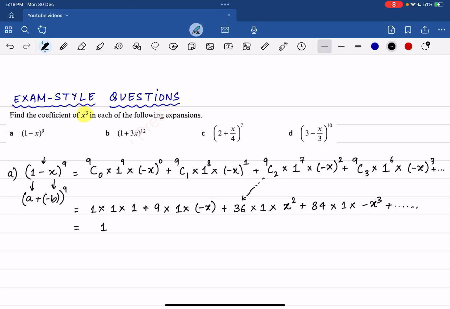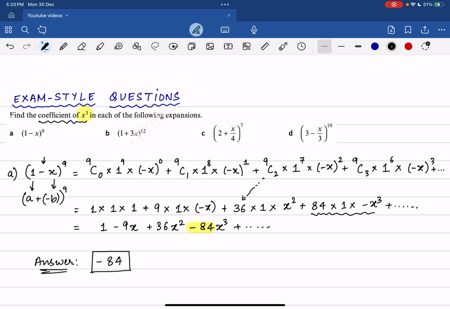That is 1, that makes it minus 9x, that makes it plus 36x squared. And what about this one? It will become minus 84x cube plus dot dot dot. Now, what have they asked? Find the coefficient of x cube. So I am only going to be concerned with what is multiplied with x cube. So my final answer should be minus 84, because that is the coefficient of x cube. Something as basic as this.